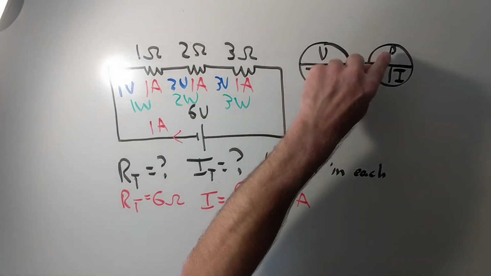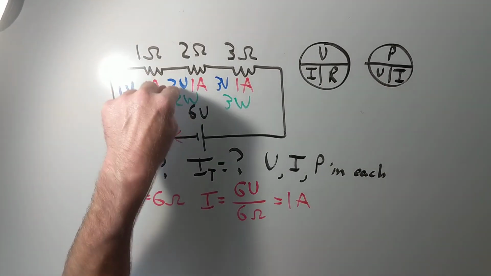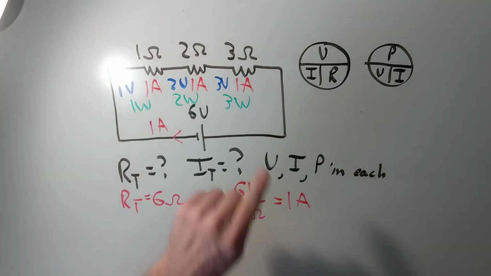But then I can use P equals VI. 1 times 1, it gets me 1 watt. 1 times 2 gets me 2 watts. 1 times 3 gets me 3 watts.